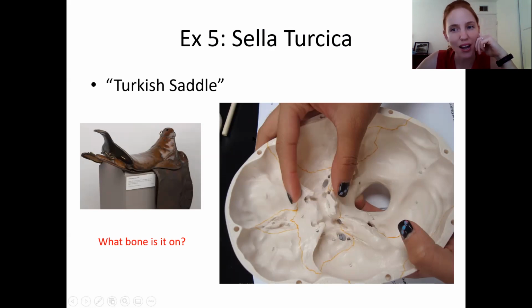Okay, so don't call it Turkish saddle though. Don't write that on your practicum. Write Sella Turcica. That's the one that looks like you're going to ride it. Okay, so there's the Turkish saddle right in the very middle of, what bone was it on? Sphenoid bone.